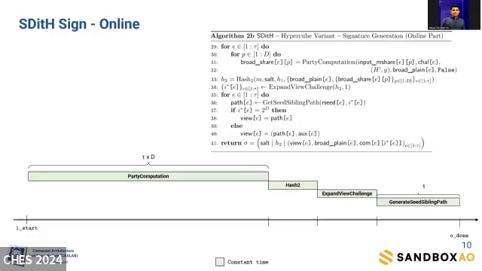Similar to the offline phase, even in the online phase, the algorithm is pretty sequential, and the scope for parallelizability is possible at the module level, again at the additional cost of hardware. And here is the party computation module.